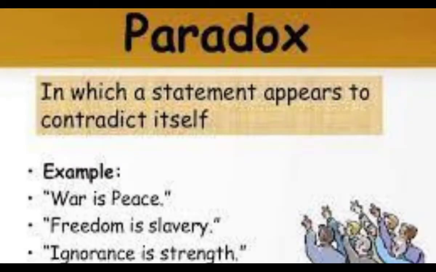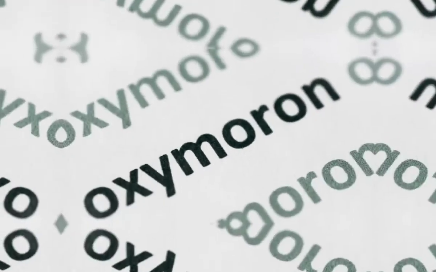Another figure of speech we'll be looking at is paradox. This is a figure of speech which appears to contradict itself. It looks false at the surface level, but when you take a deeper look at it, a deeper meaning, it is true. Examples we have: war is peace, freedom is slavery, ignorance is strength. Paradox always reveals something about the human nature.